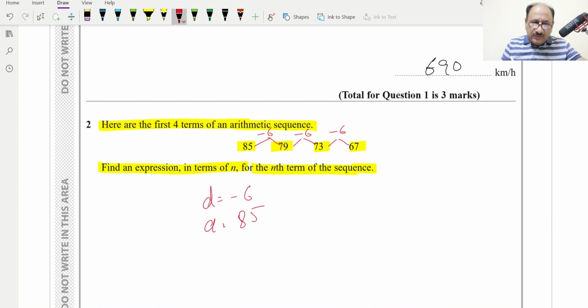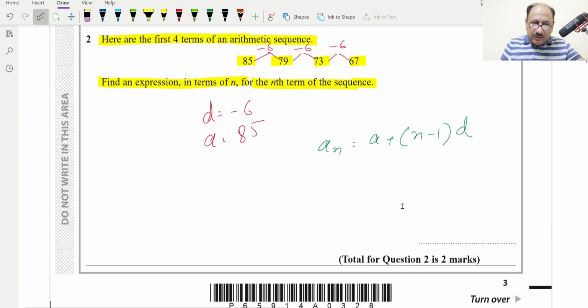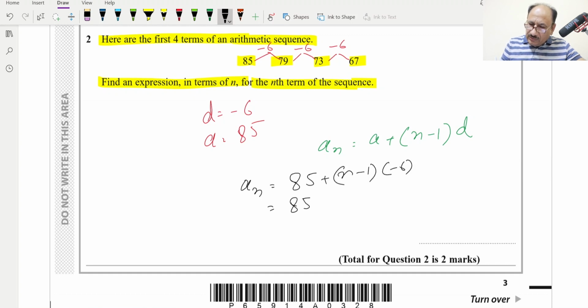The A value is the first term, and the formula we know is AN is equal to A plus N minus 1 into D. We will be replacing in this formula, and we will be getting the answer. So AN is equal to the A value 85 plus N minus 1 into D, which is minus 6. So we can write minus 6 over here.